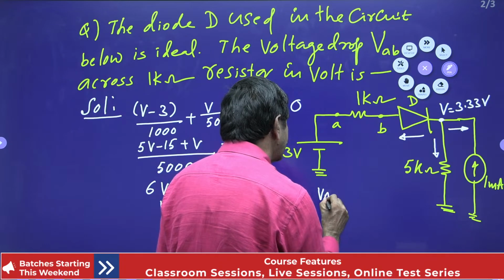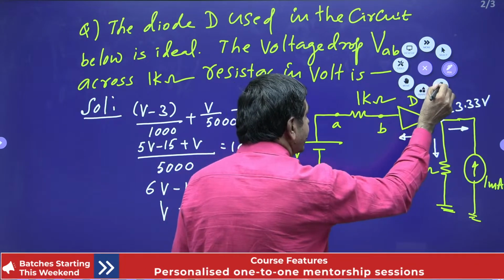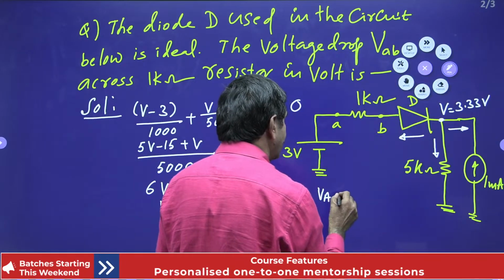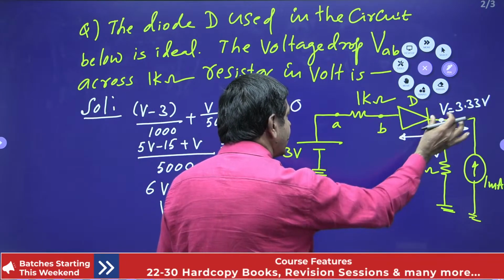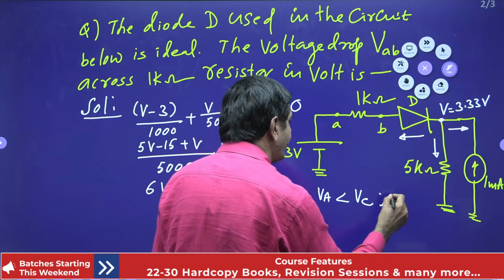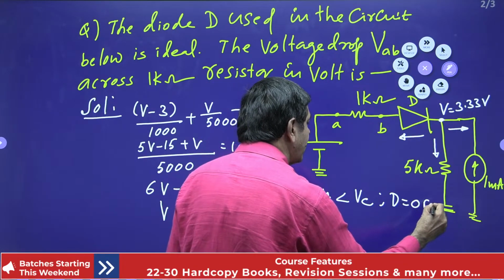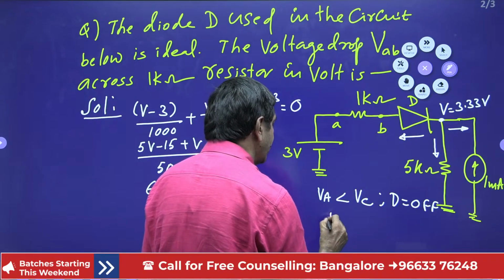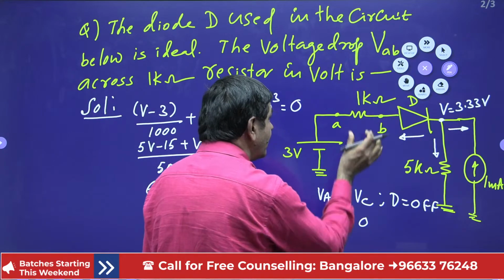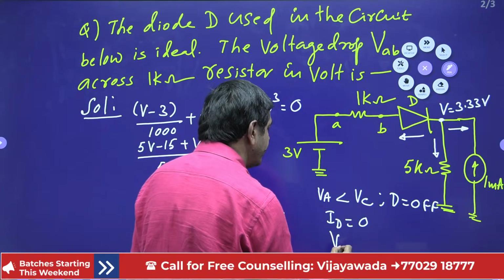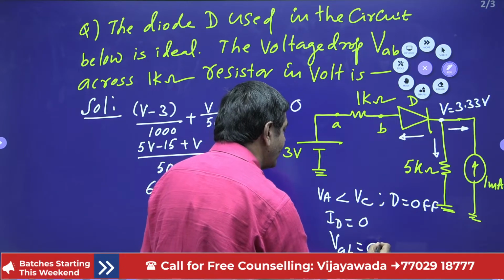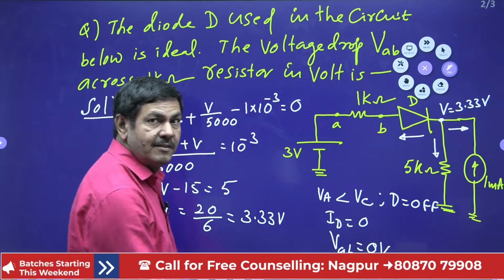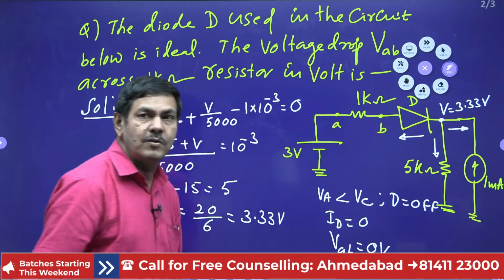The anode voltage is less than what we are getting here, less than the cathode voltage I got. This is the cathode voltage. So the diode is off. If the diode is off, the current passing through the diode equals what? 0. When the current through the diode is 0, the voltage across the 1 kilo ohm will be 0 volts only. Why, sir? Current is 0. Current into resistance, 0 voltage only possible. Finally, the answer is 0 volts we can put now.